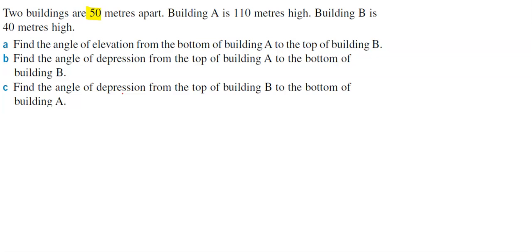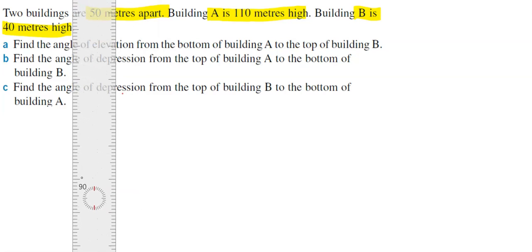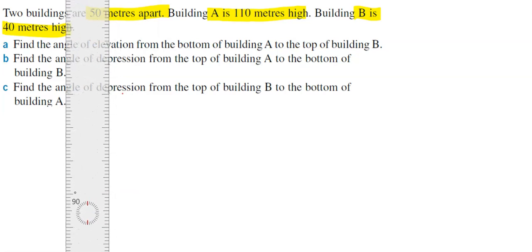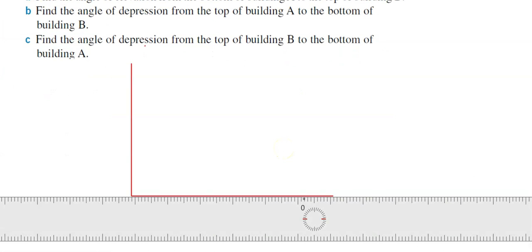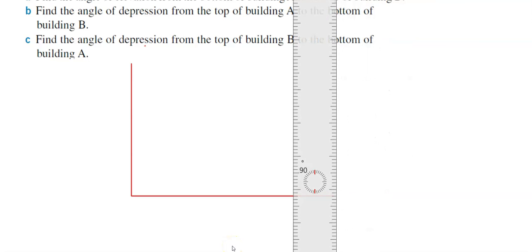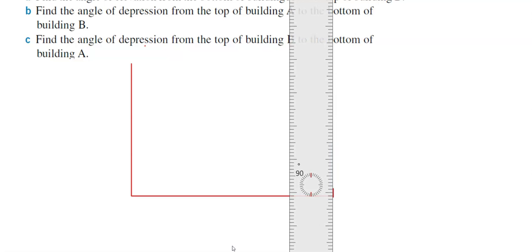So two buildings, 50 meters apart. Building A is 110 meters high, and B is 40 meters high. So that's the information we need to draw the diagram. I'm going to start with building A. It doesn't matter too much if this drawing is not to scale. I'm exaggerating some of the distances here just so that it's easier to draw the triangles afterwards.